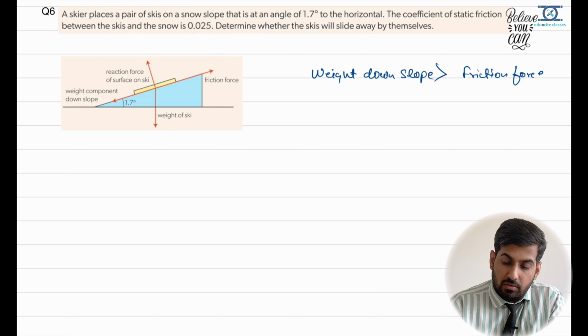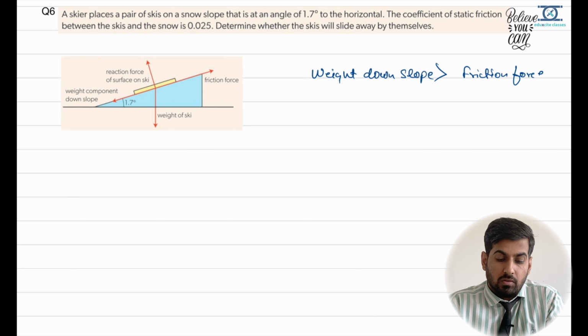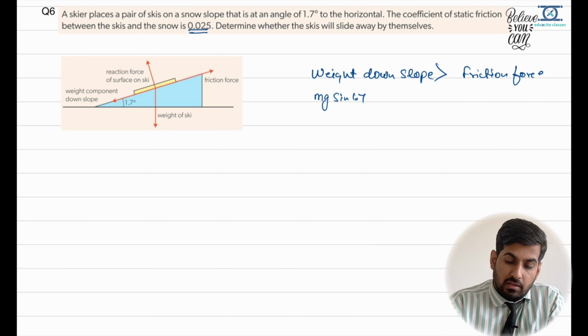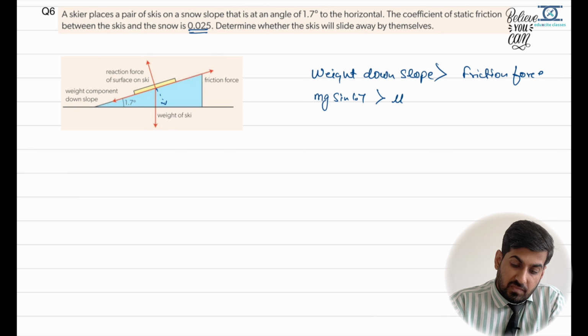Then only it will be able to slide down on its own, and the coefficient of static friction is given to you, and we know that the friction is equal to the coefficient of friction times the normal reaction force. So if I want to solve this, the weight down the slope, which we have already discussed in the previous question, will be mg sin 1.7, right? And this should be equal to nu times the normal reaction force, which will be mg cos 1.7.